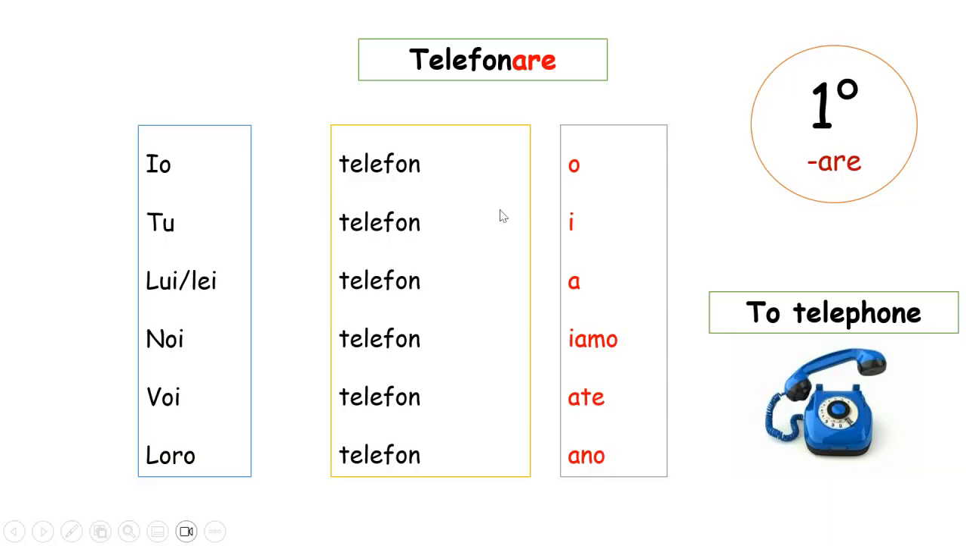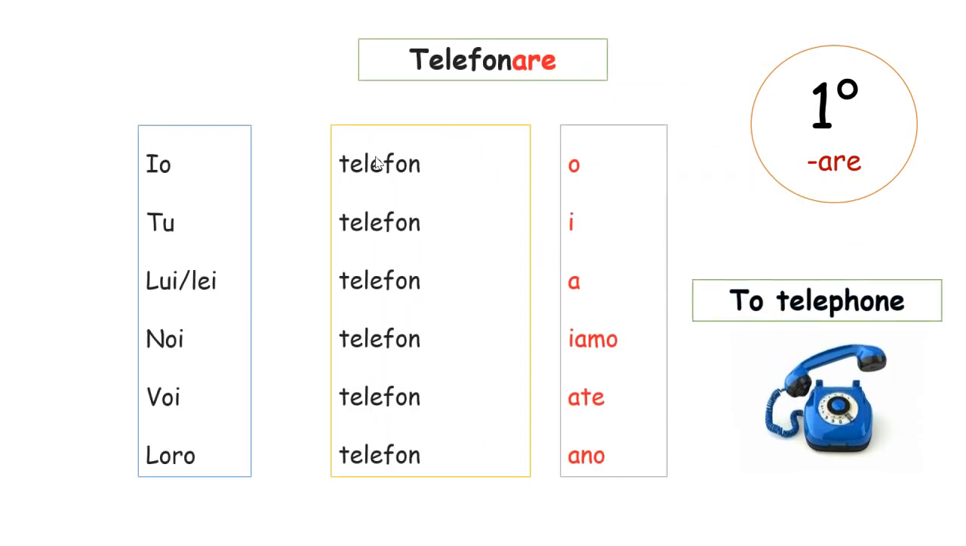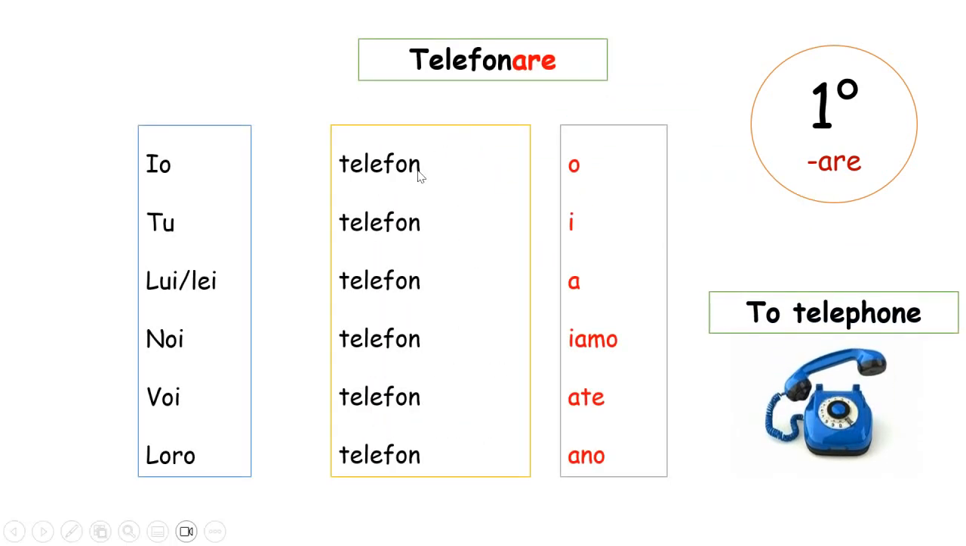I think one of the first aspects you can see is that it changes all the time. It is very different from this one, while this one is all the same and you need to be specific and say, for example, I telephone. In Italian you can just say telefono and it will be obvious that I'm doing the action.